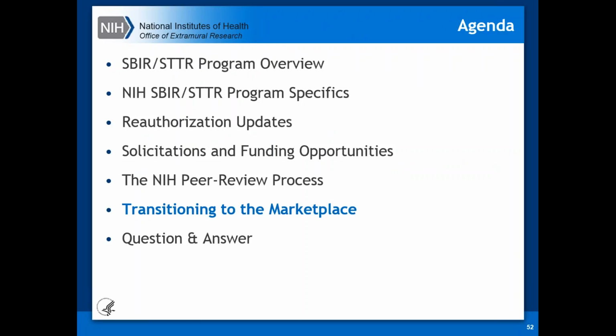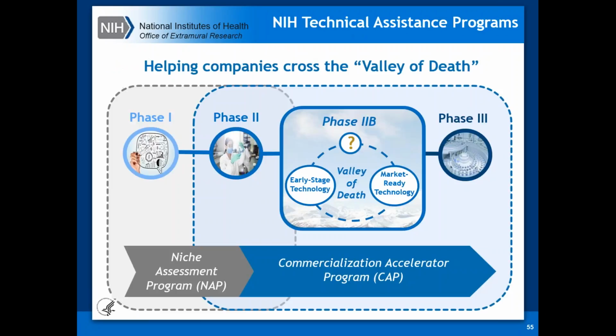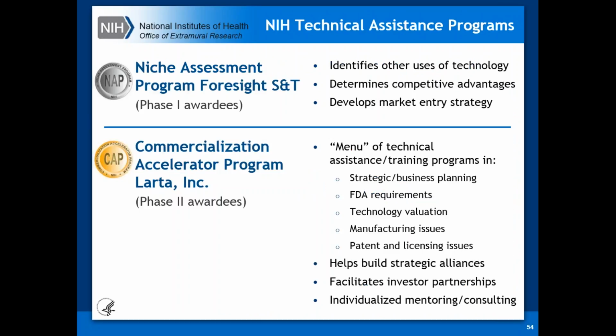So now let's talk a little bit about transitioning to the marketplace. We do have technical assistance programs here at the NIH. I know that we don't fund Phase 3 commercialization with SBIR dollars, but we do help companies cross what's called the valley of death, basically the period between early-stage technology and market-ready technology. We have two programs, as you can see on the bottom there. We have the Niche Assessment Program, which is for Phase 1 awardees, and we also have the Commercialization Accelerator Program.